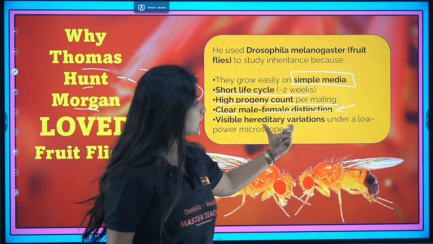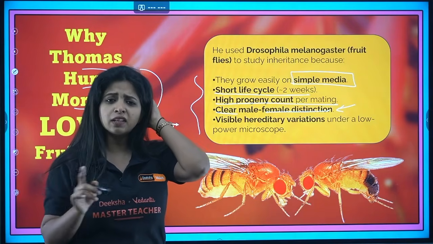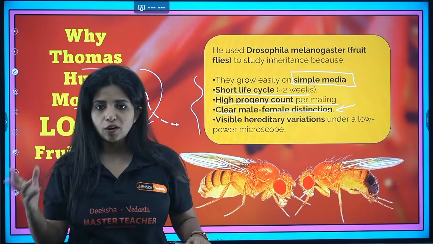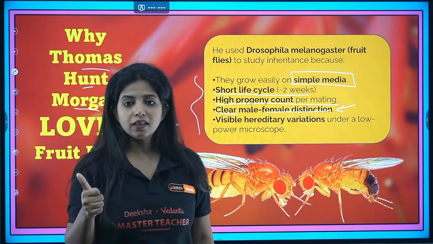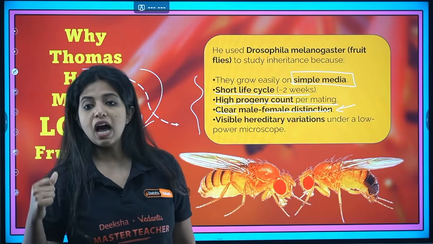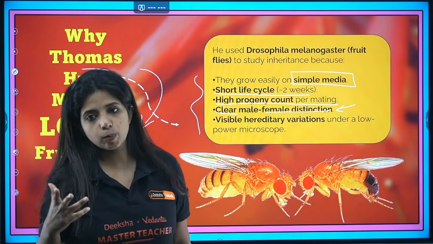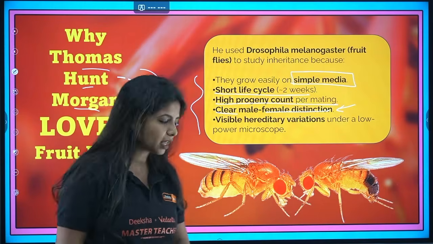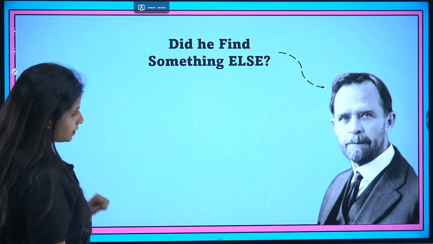Now, visible hereditary variations under low power microscope. You could also see their variations under a low power microscope, and that was really easy for identifying a lot of things. So they were grown on a simple medium. They have a short lifespan, just up to 2 weeks. High progeny count, clear male and female distinction, and visible hereditary variations were also there. Done. Okay.